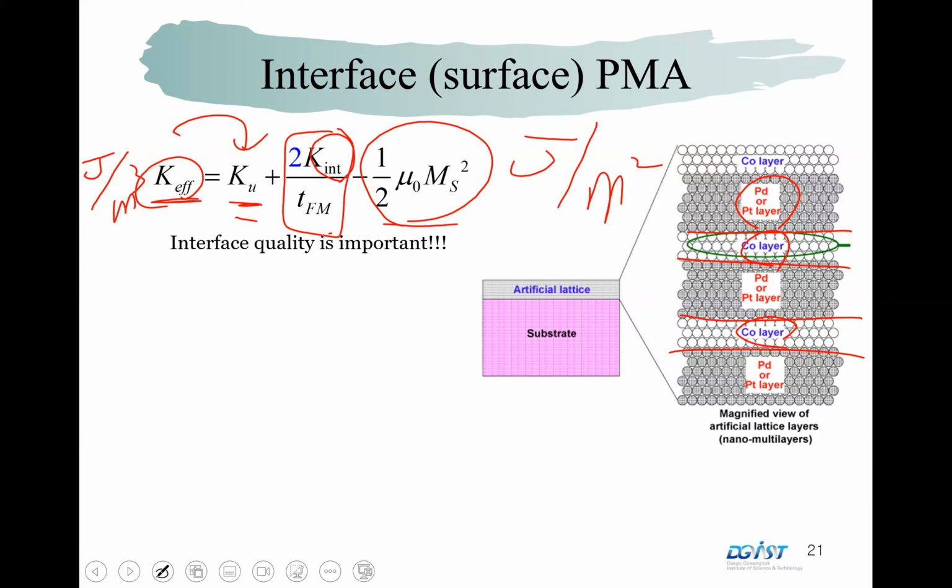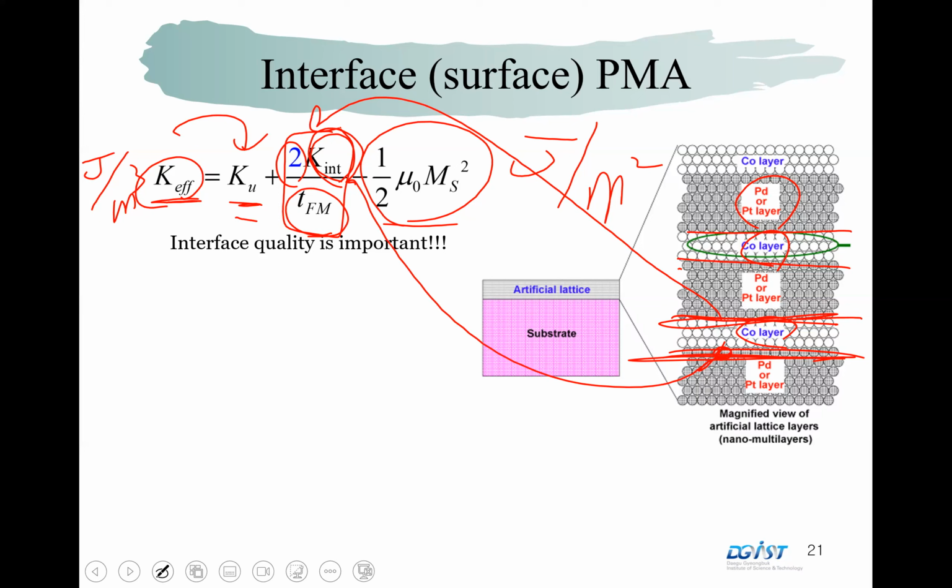So what we need is to divide by the length, which corresponds to the ferromagnetic material thickness. And why do we have a two? Because we have two interfaces. Each one came from a single interface, so we have two interfaces and we multiply by two.